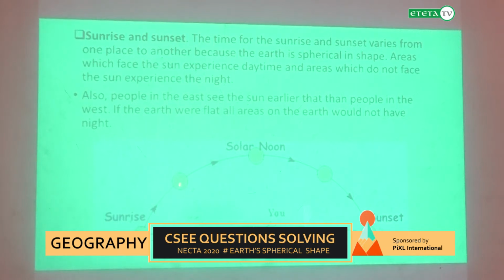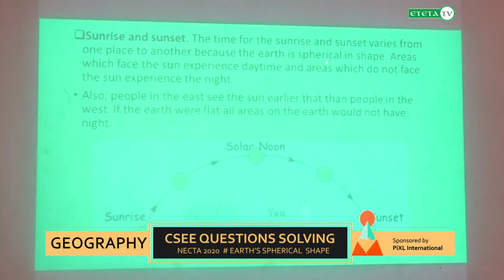And here it should be noted that it is the earth that moves, but the sun is static. It never moves. So if you refer to the solar system, the earth as the third planet revolves around the sun. When it revolves around the sun, because it is spherical in shape, there are some places which will be facing the sun and the others won't be facing the sun. So here, areas which face the sun experience daytime, and areas which do not face the sun experience night.